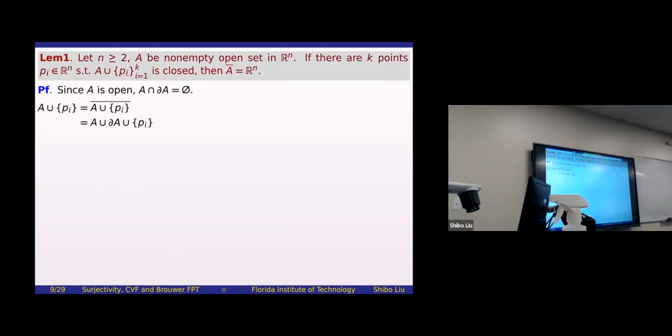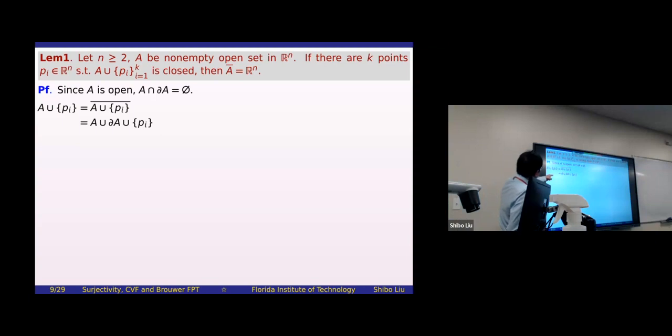Firstly, A is open, so it has an empty intersection with its boundary. On the other hand, the assumption says that this union is closed, therefore it equals its closure. And the closure of this union equals the union of their closures. And the closure of A is the union of A and its boundary. Therefore, we have this equality. The closure of A is the union of A and its boundary, and the closure of the finite remaining point set is simply the finite point set itself. So we have this result.